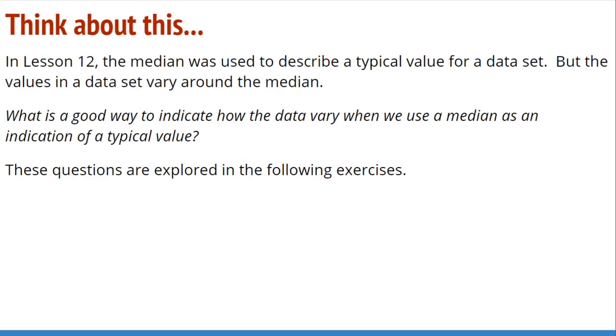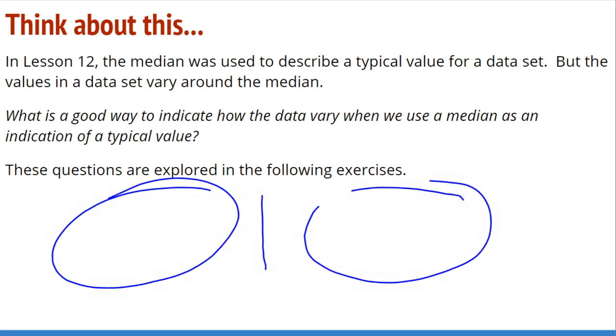So in Lesson 12, the median was used to describe a typical value for a data set. But the values in a data set vary around the median. So we found the median, the middle point, but then we had all of this stuff outside of the middle point.